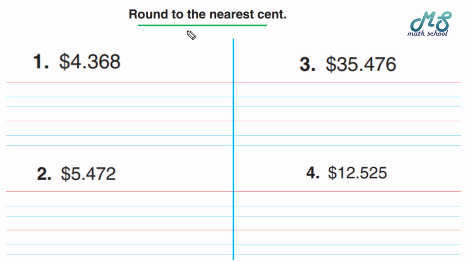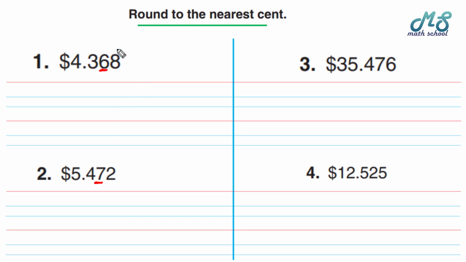Next, rounding money. Round to the nearest cent. Round to the nearest cent means round to the nearest hundredth. So the rounding place is the hundredth place. Ask yourself, which digit is in the hundredth place? The hundredth place is 6. Hundredth place is 7. Now we determined the underlined digit, or the rounding place.